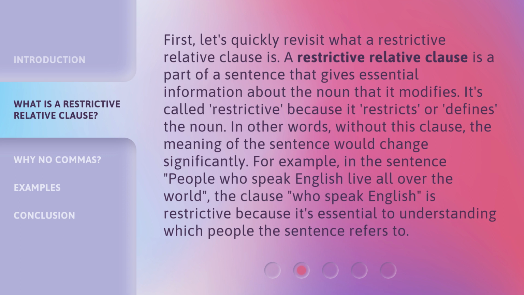First, let's quickly revisit what a restrictive relative clause is. A restrictive relative clause is a part of a sentence that gives essential information about the noun that it modifies. It's called restrictive because it restricts, or defines, the noun. In other words, without this clause, the meaning of the sentence would change significantly. For example, in the sentence, "People who speak English live all over the world," the clause, "who speak English," is restrictive because it's essential to understanding which people the sentence refers to.